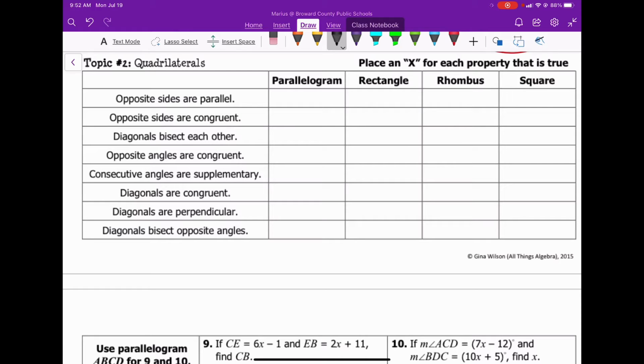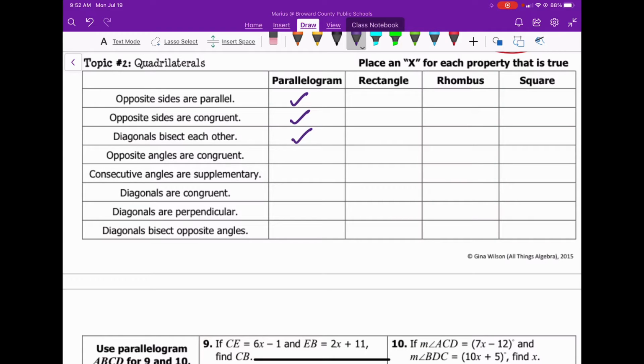Okay. So first, let's see. If you've watched my other video, then you already know that the first two options apply to parallelogram. Those are actually what makes a parallelogram a parallelogram. Opposite sides are parallel, check. Opposite sides are congruent, check. Now, another thing that's true is about the diagonals. The third thing, diagonals bisect each other.